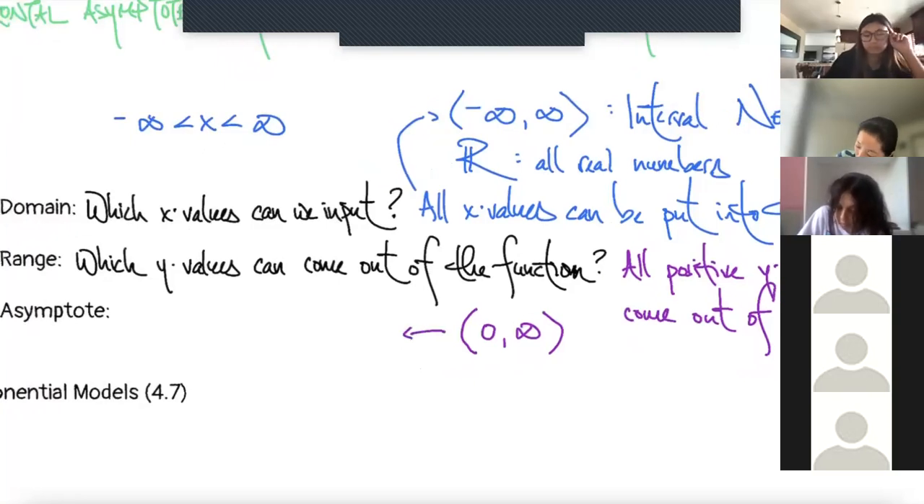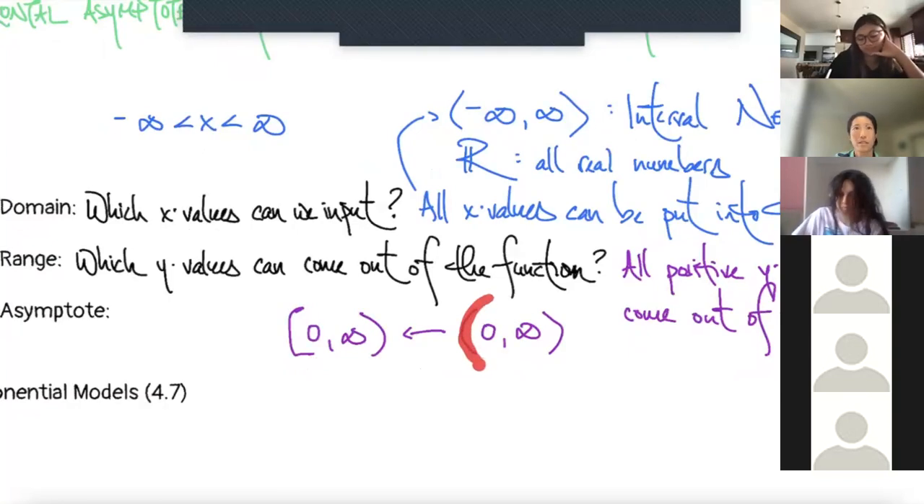If you had put bracket 0, comma, infinity, this bracket here with the 0 would mean you're including 0. But since we don't want to include 0, we use this regular parentheses.